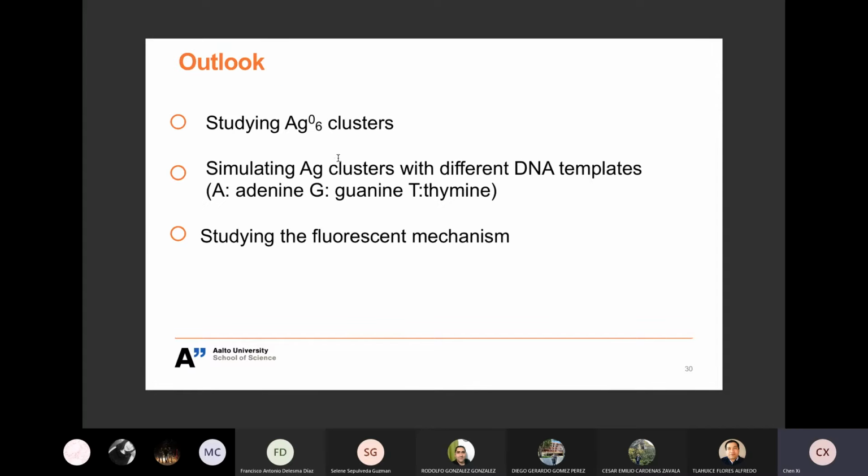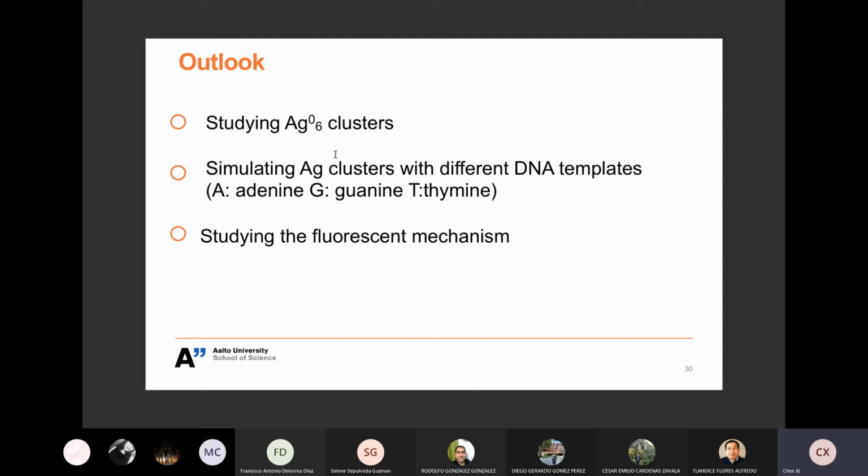And for the outlook, as I mentioned before, besides this silver 4, they also have another magic number, which is silver 6. So we could also study the silver 6 cluster. And also beyond cytosine, we also have other DNA templates like adenine, guanine, and thymine. So we can also study what will happen if we have a different DNA template.